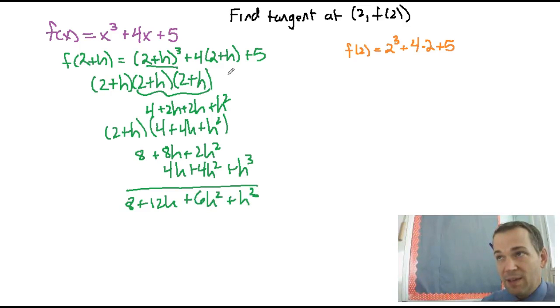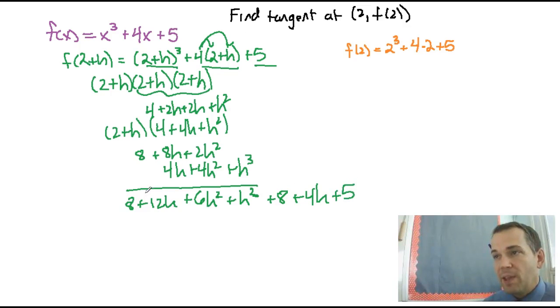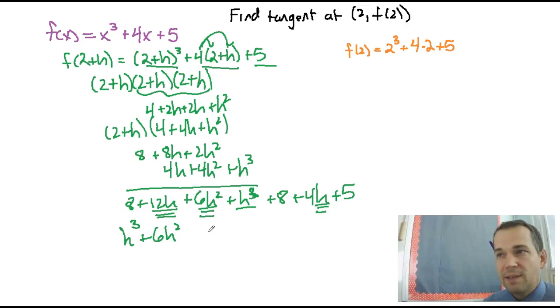Now that I've dealt with this piece, we'll deal with these guys as well. 4 times 2, that's just straight up distributive property, no big whoop. So 4 times 2 is 8, 4h, and then 5. And let's clean all this fun stuff up, starting with the highest powered thing first. This h cubed has no friends. h squared also has no friends. But 12h and 4h combine to make 16h. And then 8, 8, and 5 combine to make a positive 21.